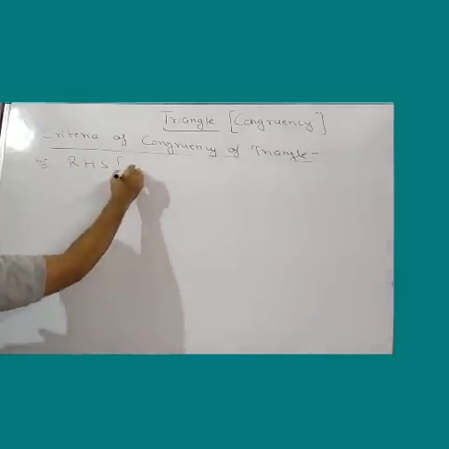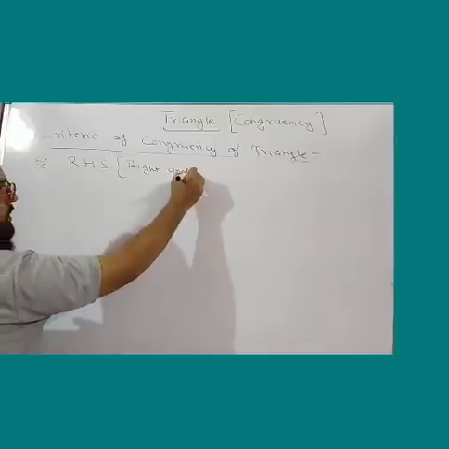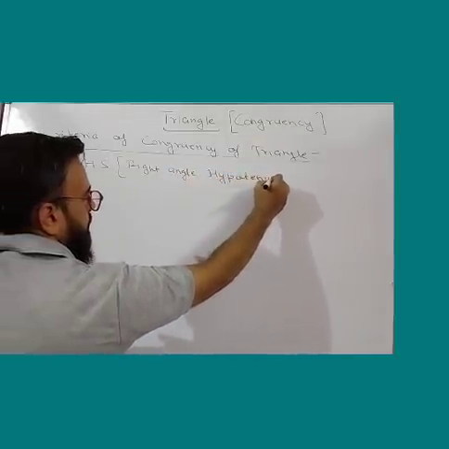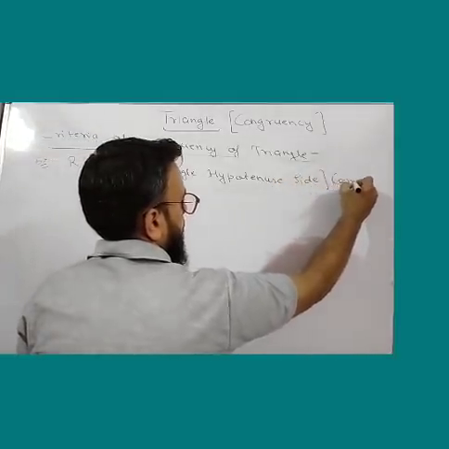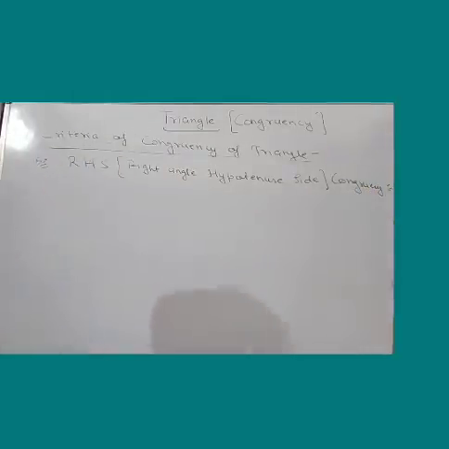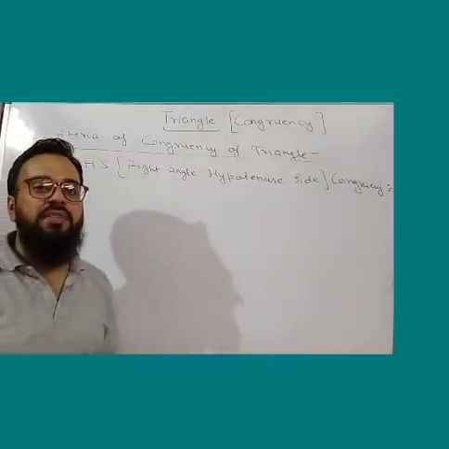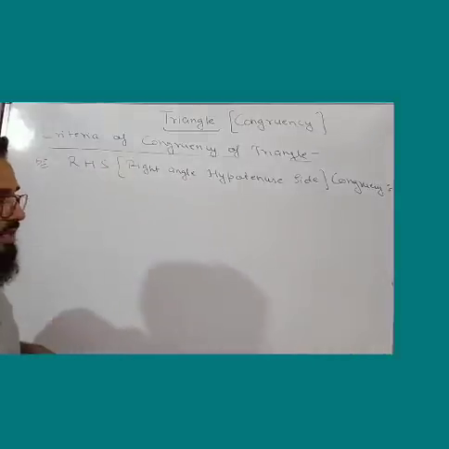RHS, which is known as right angle hypotenuse side congruency. Right angle hypotenuse side congruency. So this criteria is basically used in right angle triangles. Whenever we are given right angle triangles, only then this criteria can be applied. So what is this criteria?